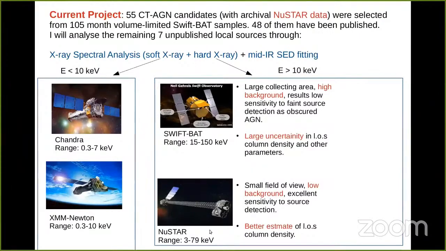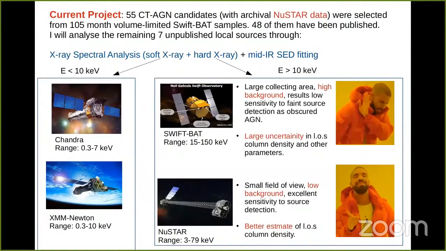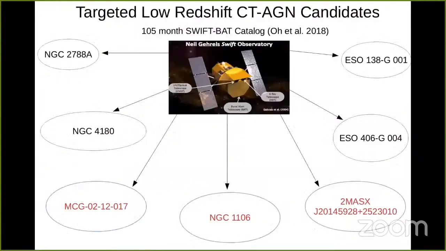On the other hand, NuSTAR is a grazing incidence telescope covering a range from 3 to 79 keV with a small and focused field of view, low background, and excellent sensitivity. Thus, we have a better estimate of column density and other parameters with NuSTAR data. So for our work, we are using NuSTAR data for analysis and used Swift-BAT data for selection of the candidates. I analyzed these 7 sources from the Palermo Swift-BAT catalog, which you can find in the Oh et al. paper. Today, due to lack of time, I will show the most interesting results of 3 CT-AGN candidates and briefly mention the rest in the end.